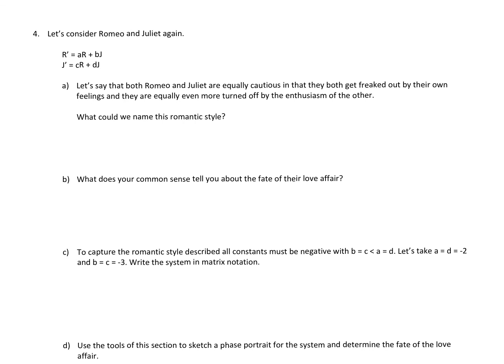Okay, one more example. Let's consider Romeo and Juliet again. R prime equals AR plus BJ and J prime equals CR plus DJ. Let's say that both Romeo and Juliet are equally cautious and that they both get freaked out by their own feelings, and they are equally even more turned off by the enthusiasm of the other. So how could we name this romantic style?